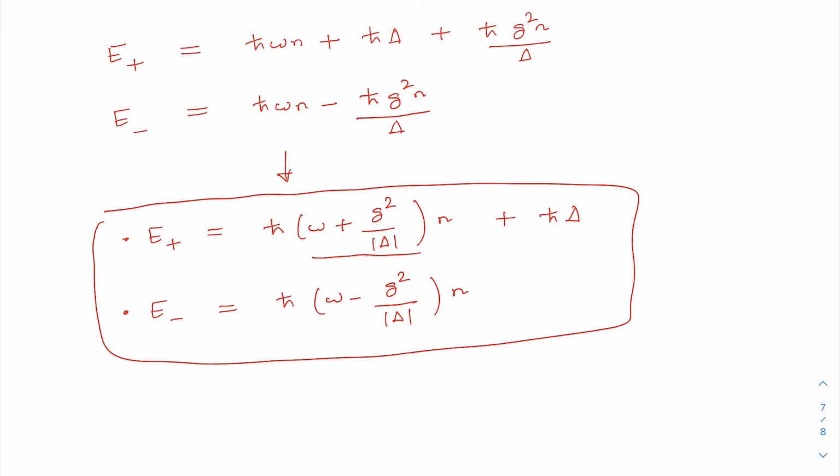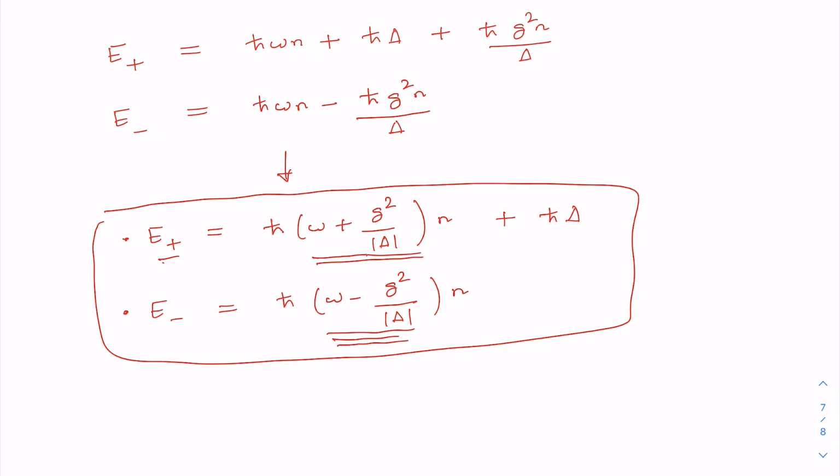And now what I'm saying is that we have two harmonic oscillators, because this is related to the field. You know that harmonic oscillators have equal spacing in the energy levels. So the spacing here, in one case, is given by omega plus z square by delta, and in another case it is given by omega minus z square by delta. So now it actually depends on the state of the atom.